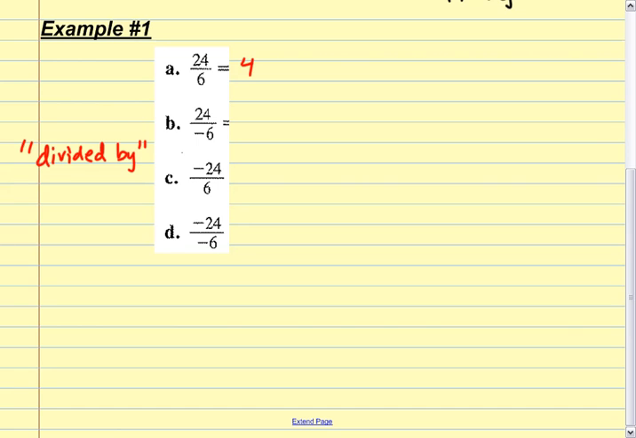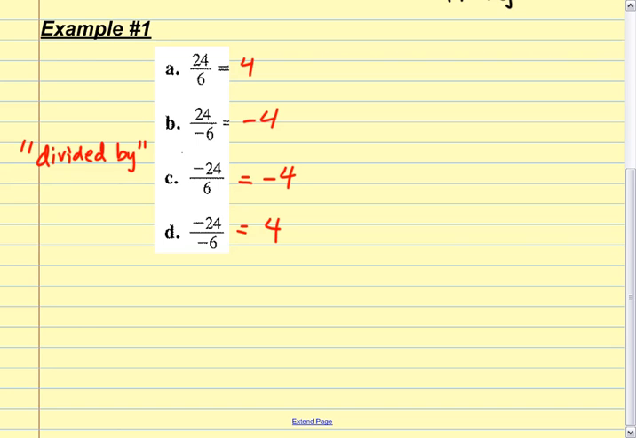Fine. Grace, 24 divided by negative 6, or 24 over negative 6. Negative 4. Right? Because Parker, couldn't I have taken this negative and put it on top? In fact, that's what they did in the next problem. So Parker, what is negative 24 over 6? Negative 4 again. Now, James, negative 24 over negative 6. 4. Because now I've got a negative divided by a negative.